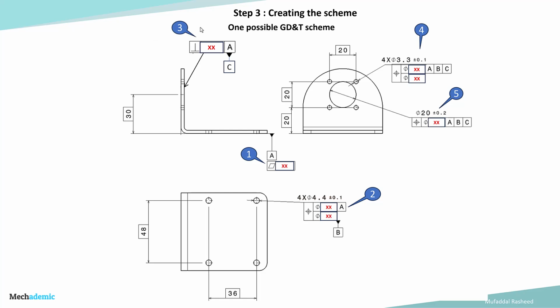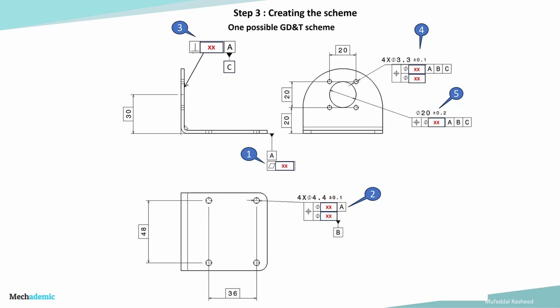Feature control frame number 3 is referencing the mounting surface of the motor, which is a tertiary datum feature. Primary datum feature A is the base surface, and these 4 holes which form a pattern are secondary datum feature B, and the tertiary datum feature C is this mounting surface of the motor, which is again being controlled with respect to its perpendicularity within a tolerance zone of this value with respect to datum A. So perpendicularity is being controlled.